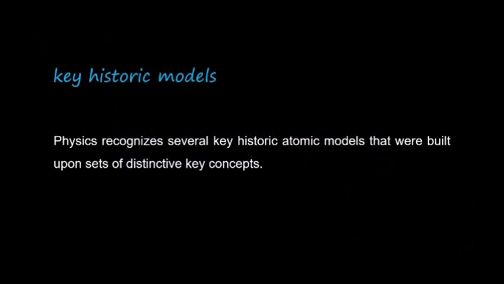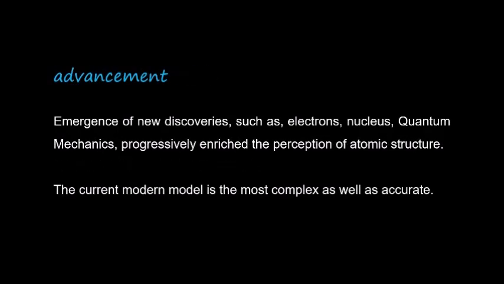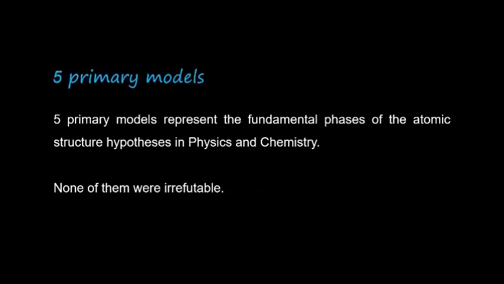Physics recognizes several key historic atomic models that were built upon sets of distinctive key concepts. Emergence of new discoveries, such as electrons, nucleus, quantum mechanics, progressively enriched the perception of atomic structure. The current modern model is the most complex as well as accurate. Five primary models represent the fundamental phases of the atomic structure hypotheses in physics and chemistry. None of them were irrefutable.